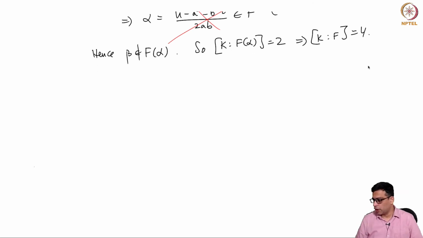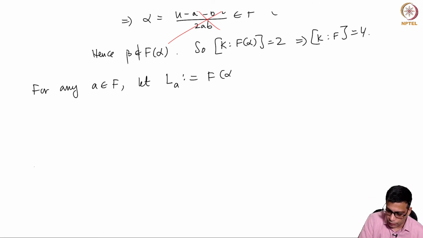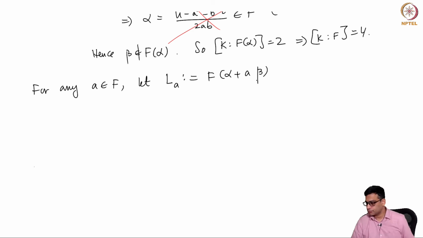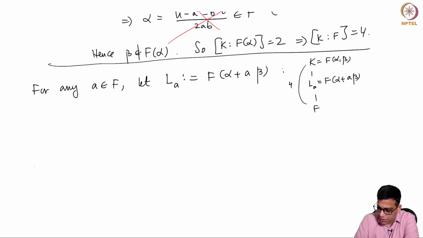So let's do this. For any a in capital F, let L_a be defined as F(alpha plus a beta). So of course there is an intermediate field of the extension. K is here, which is F(alpha, beta). L_a is here, which is F(alpha plus a beta), and F is here. So this is a degree 4 extension.